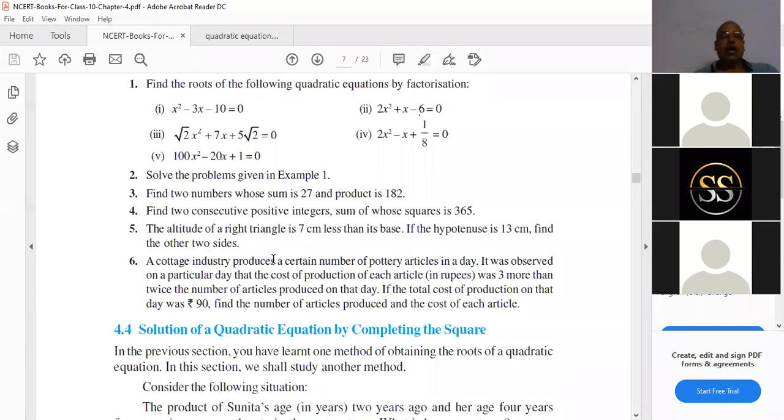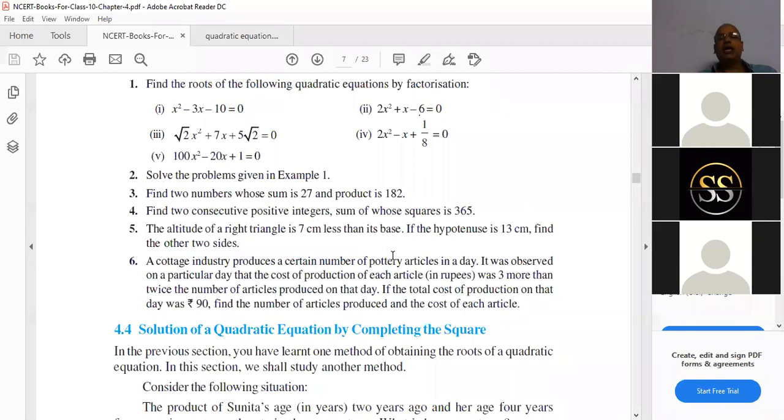See, the altitude of a right triangle is 7 centimeters less than its base. Suppose the base of the right triangle is x. Let the base of the triangle be x. Then its altitude is 7 centimeters less than that, which means x minus 7.